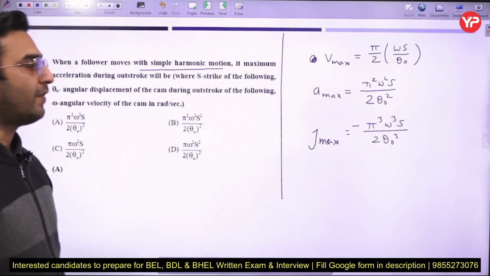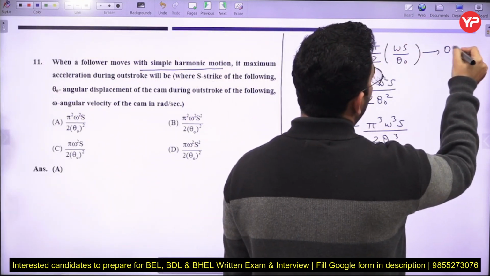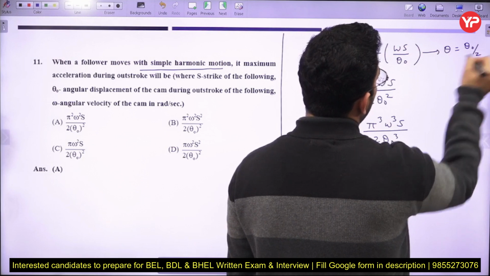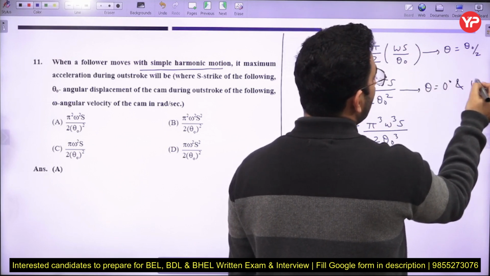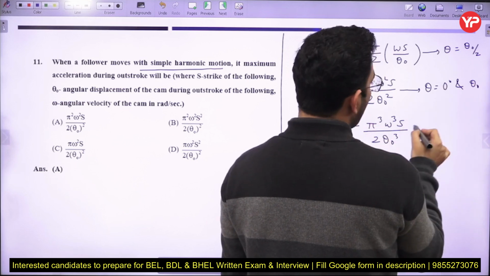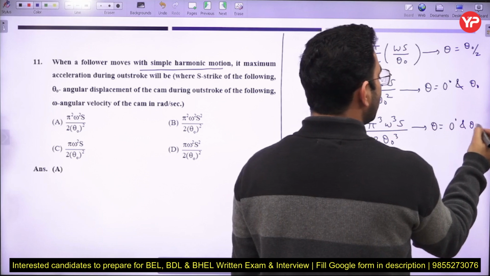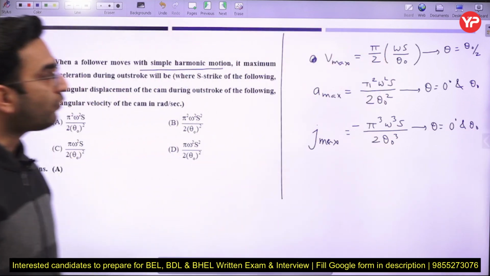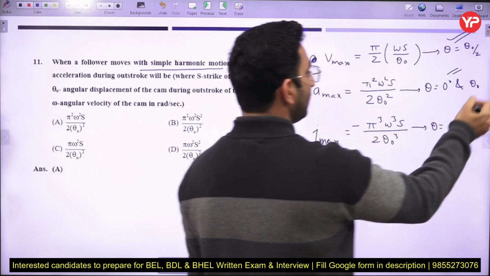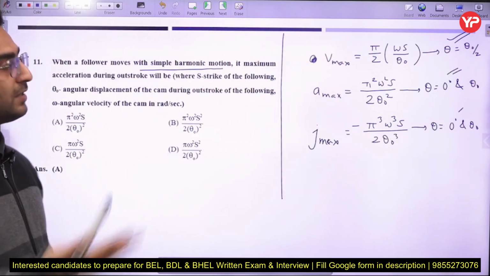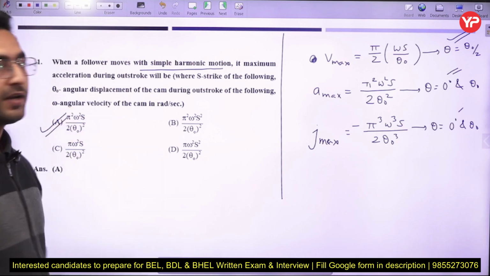Okay, and that will be having a negative sign. So in that case the maximum velocity is going to be at an angle of theta by 2. The maximum value of acceleration is going to be at 0 degree and theta naught, and correspondingly the maximum value of jerk is going to be at 0 degree and theta naught here. Okay, so you have to remember all of these formulas here. Along with that you have to remember where we are getting these values, that means the values of the angular positions. So in that case the option number A is going to be the correct answer of this part.